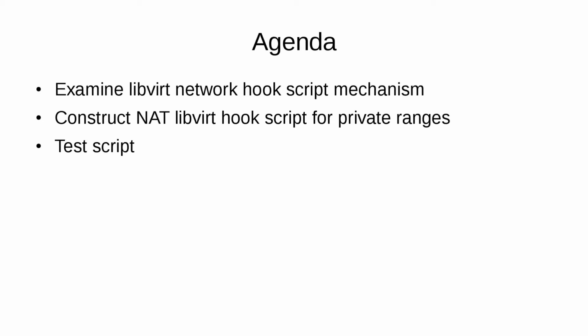Okay, so what is the agenda? First, we're going to create a very simple hook script and analyze via the journal what kind of events it creates and how we can react upon those events. Next, we are going to construct a NAT libvirt hook script that adds private ranges to the filter and NAT table of iptables. Of course, we are going to test the script to see if it actually works.